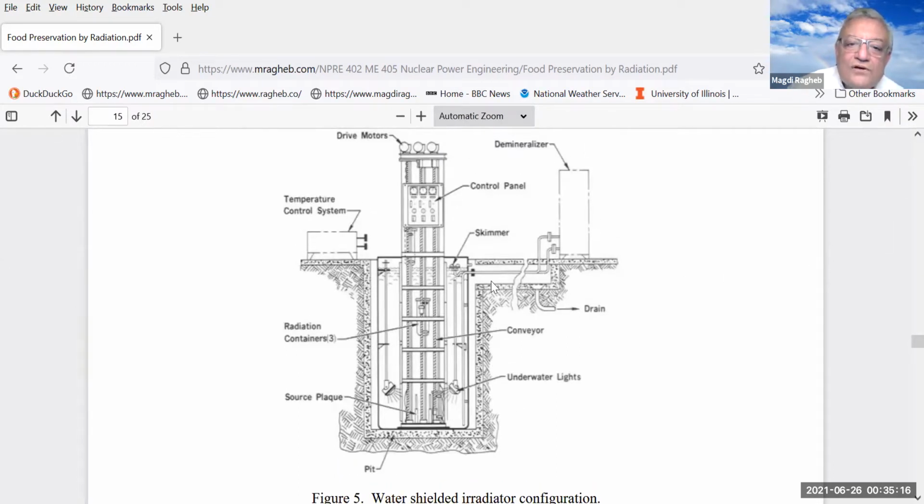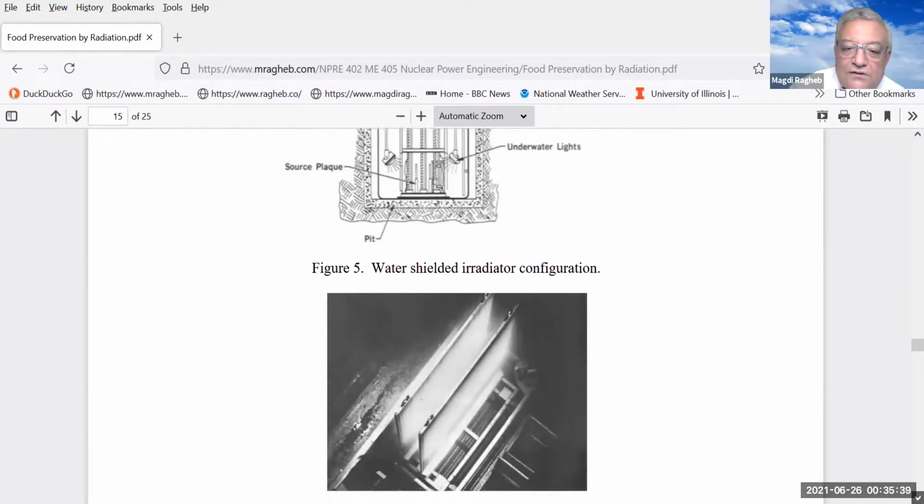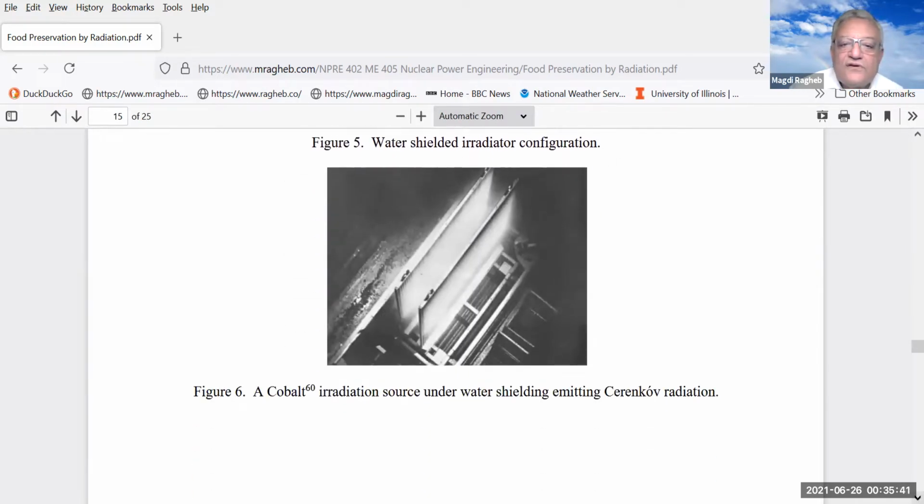So this is a picture of a water shielded irradiator configuration. You place the plates of cobalt-60 or cesium-137 underwater. You have a control panel on the top. You can stand there and look down at the water. The water acts as a very good shield in general. So just water is used as a shield. And this is a picture of a cobalt-60 irradiation source underwater.